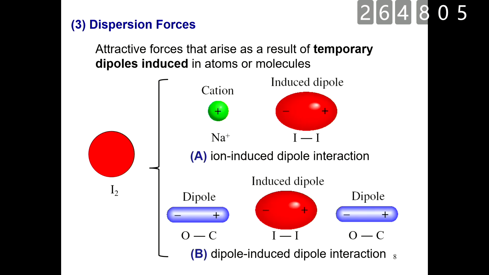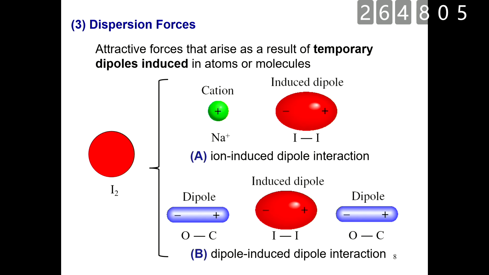Third one is called dispersion forces. Dispersion forces mean attractive forces that arise as a result of temporary dipoles induced in atoms or molecules. So what does this mean? This means, for example, I2, is this molecule polar or not? So basically it's nonpolar, right?